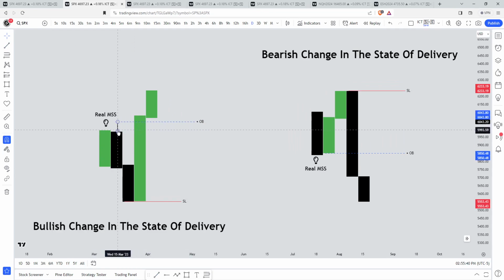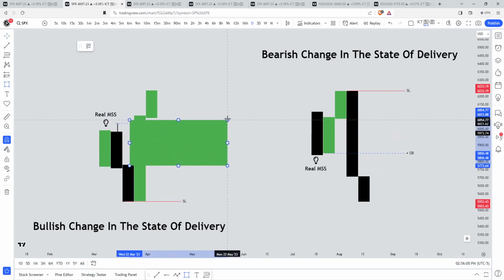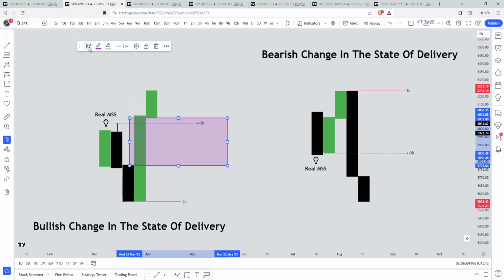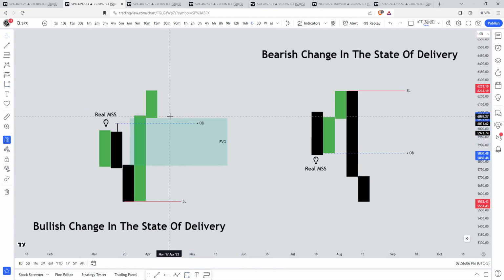For some reason, it's not letting me put it in the middle there, but if I'm looking at a bullish change in the state delivery, I want to see price close. Now, I've seen ICT just refer to the open of this, and he just wants to see price close above that. For this model, I strictly wait for price to close above the upper wick of the order block. I also look for price to create a fair value gap after it does that, or as it's doing that. So label this BISSY.